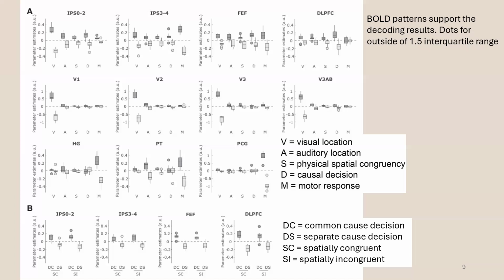This is the regions that showed a big difference between common and separate from the A plots. So we zoomed in on those regions. For example, in the bottom right for dorsolateral, what is the first one? When the spatially congruent input was shown, what was the decision of the participant. On the left we see common, on the right we see separate. And again then for spatially incongruent, I'm talking about those four.